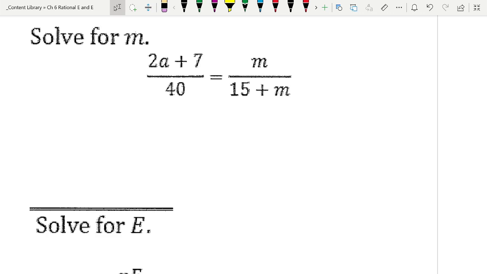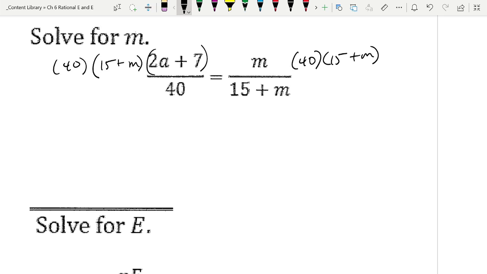Solve for m. Okay, so how do we solve for m? Well, the first step, I guess, is we're going to multiply both sides of the equation by the LCD. So we're on to the next page here, guys. 15 plus m times 40. And okay, so we're going to multiply both sides of the equation. So the 40s cancel on that side. The 15 plus m's cancel on that side.